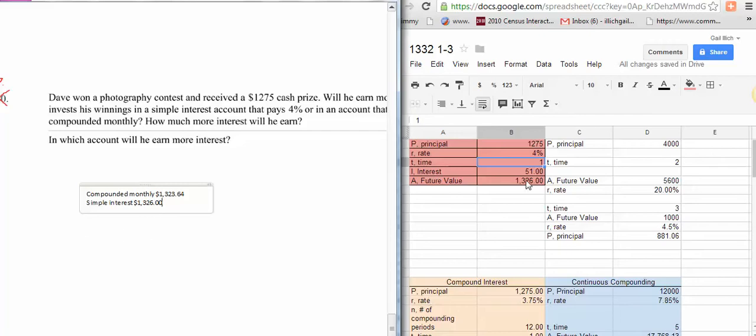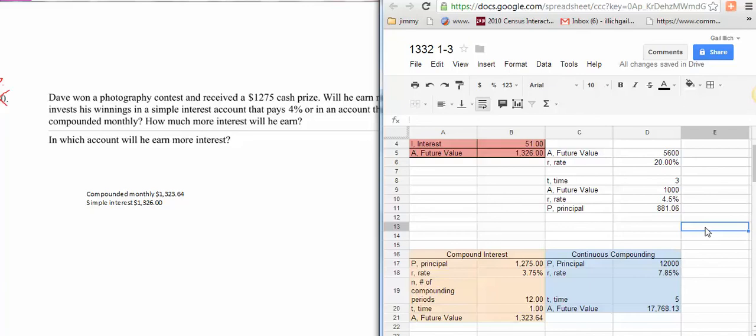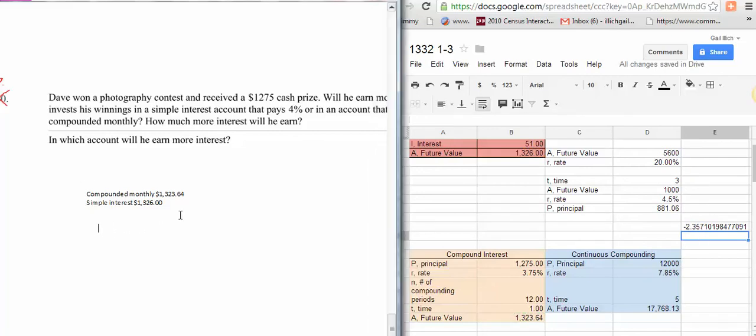So to figure out the difference, you can be snazzy here if you want. Just over in this cell, you can do an equals and do this number minus this number. That's going to be negative, but whatever. So $2.36 more if he does the simple interest. So simple interest yields $2.36 more. That's kind of the answer to that question. Okay, hope you guys had some fun working or listening and working this homework.